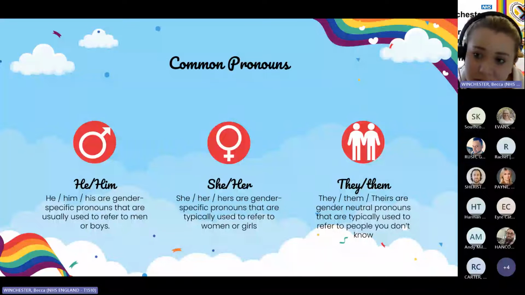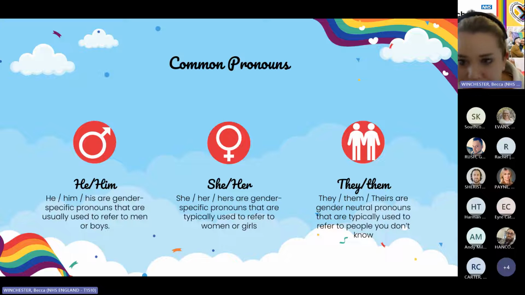And you can also still use a person's name. I think we forget that. So if you really aren't sure, you don't feel it's the right environment to ask, just call them Becca or whatever their name is. Some people don't actually want to use pronouns at all, and so therefore they may generally ask you to refer to them by name alone.